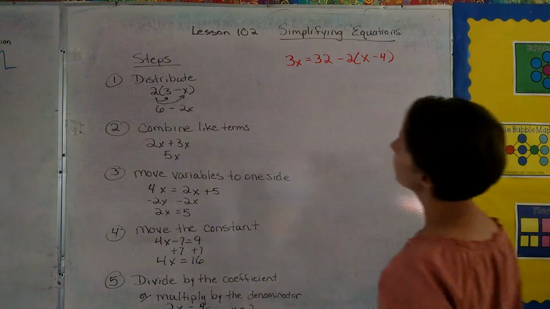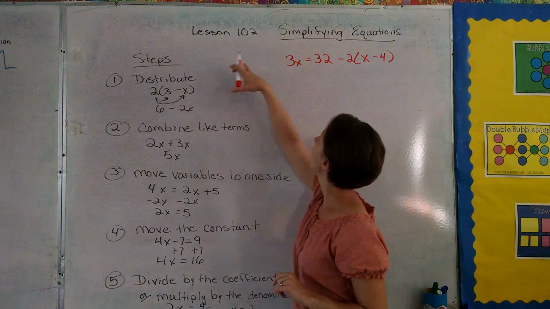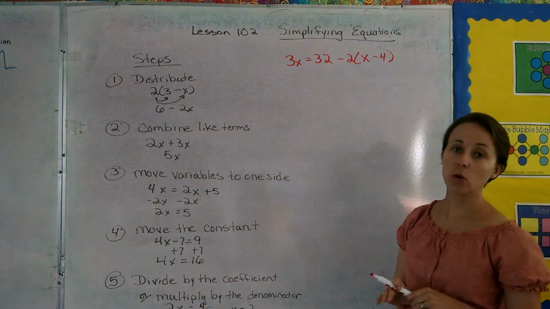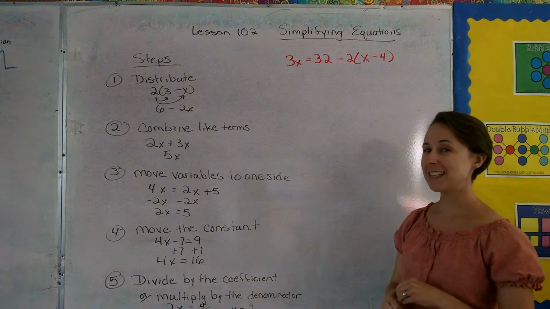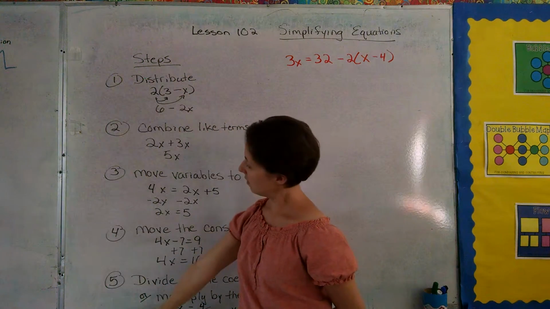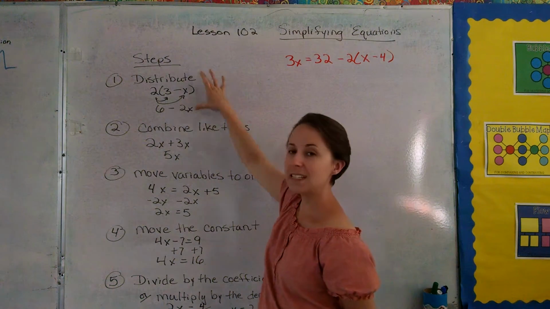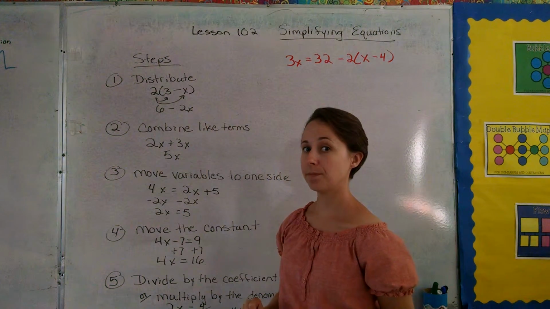This is Saxon Math for 6th grade. This is the second half of lesson 102. Today we're going to be simplifying equations. You have a lot of notes to take before we start this today. These are the steps that we need to follow when we simplify equations. They always need to go in this order.